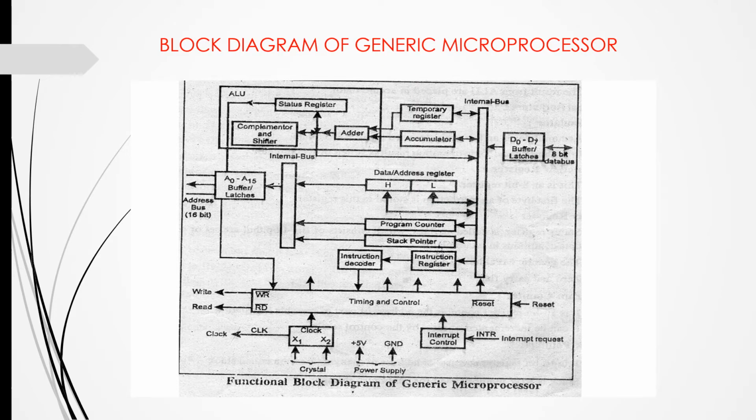Generic microprocessor gives an idea of architecture of a general microprocessor. It is a general model showing essential blocks in a microprocessor. To learn 8085, this model of generic microprocessor will be helpful. Here you can see block diagram of generic microprocessor. In this block diagram, you can see various blocks.